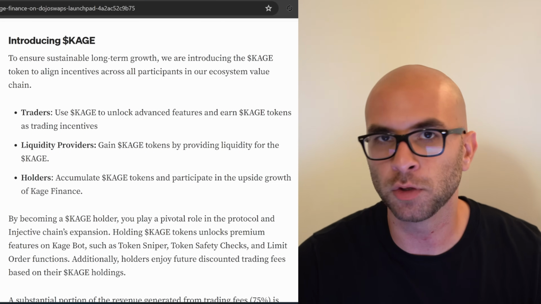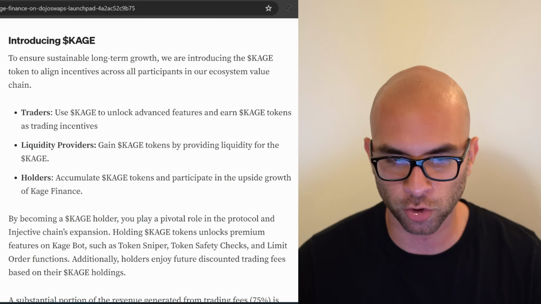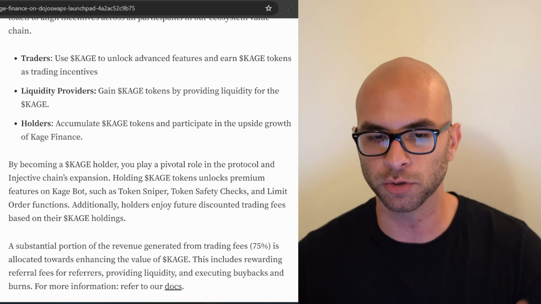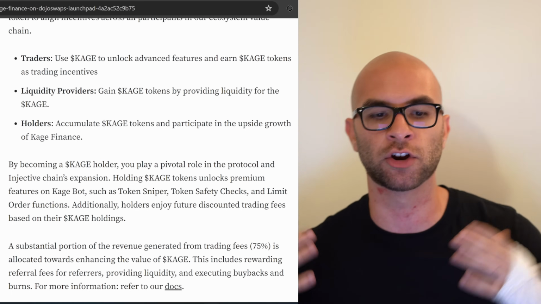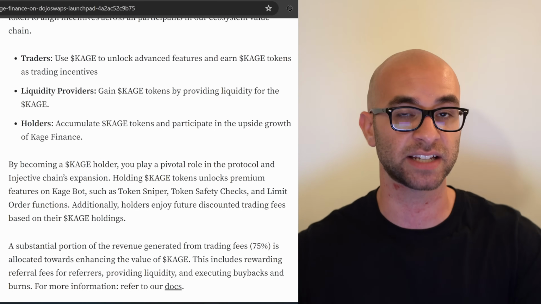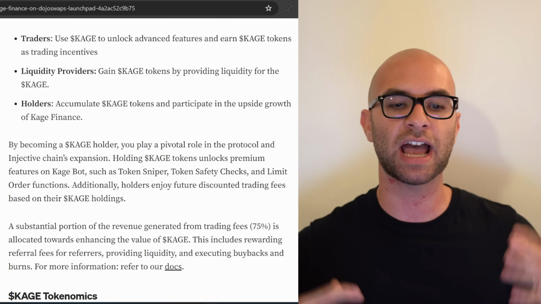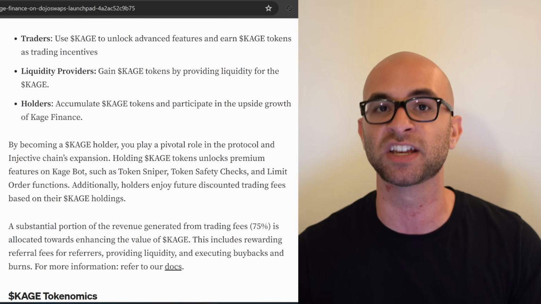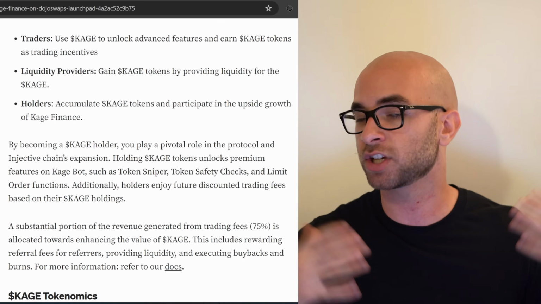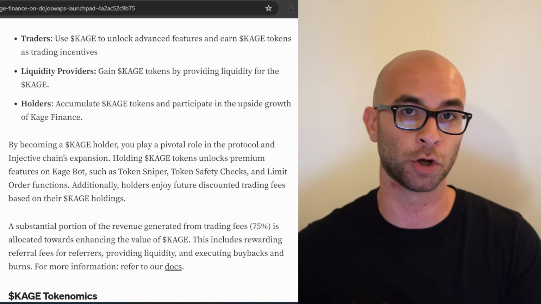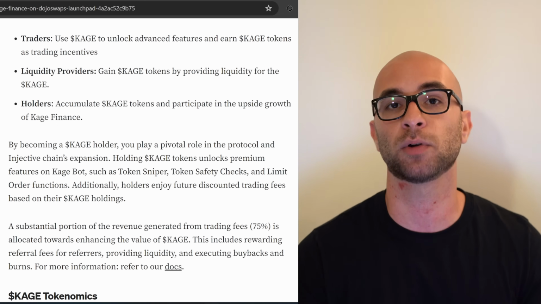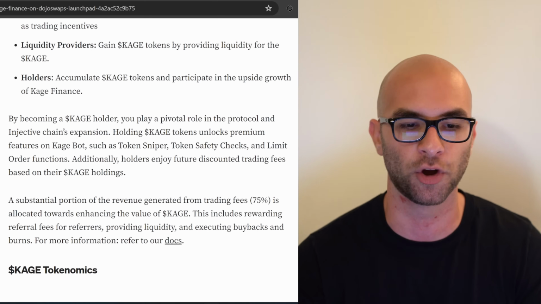To show you guys a few more details on their recent Medium article, they're saying traders are going to be able to use KAGE to unlock advanced features and earn KAGE tokens as trading incentives. So you're going to be able to earn these tokens from using the bot. They're also going to have liquidity providing incentives, very similar to Roll, I believe, where there's going to be a super high APR in the beginning on DojoSwap, and you can actually farm and get some pretty insane yields if you're some of the first people into that farm.